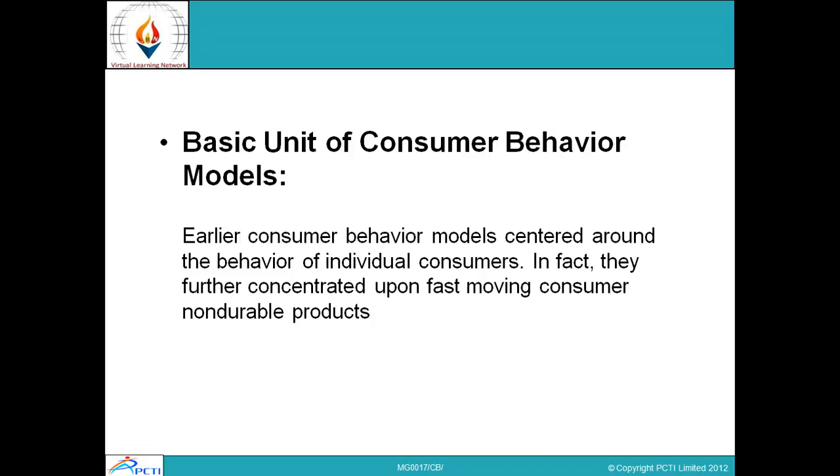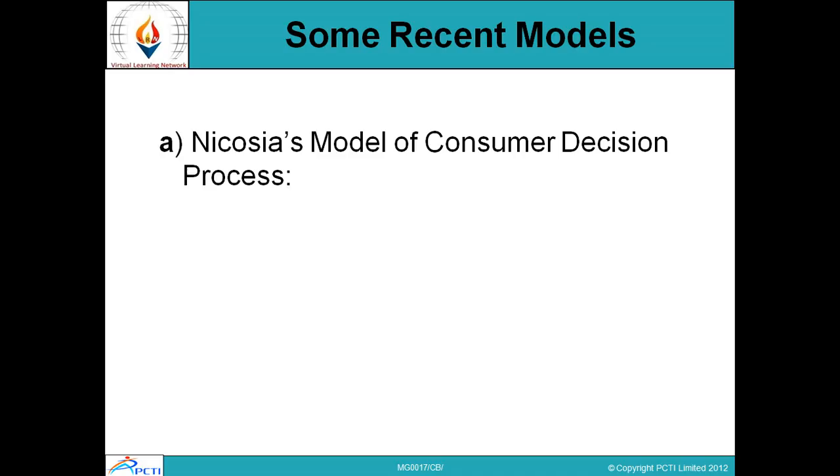We will now move further to discuss some models of consumer behavior. There are many models and surveys which have been conducted on consumer behavior, but the two popular models are Nicosia's model of consumer decision process, and the other very popular model is Bettman's information processing model. We will first understand Nicosia's model of consumer decision process.